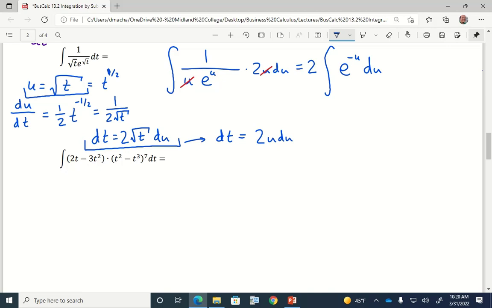Because it's at the bottom. Yeah. Now, somebody tell me, what would be the antiderivative of e to the power negative u? Very close. Very, very, very close.